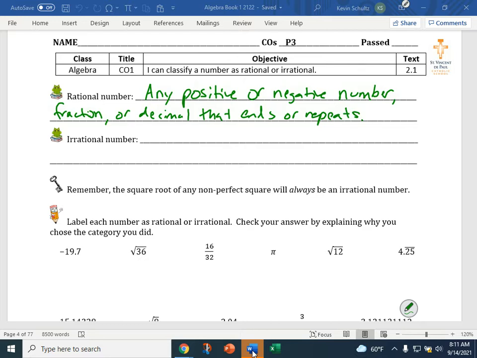The other thing I'm going to throw out here for you, because it might be kind of new, the roots of perfect squares, such as the root of 25, that's always going to be rational because it's the root of a perfect square. What is the square root of 25, Jack? 5. Okay.